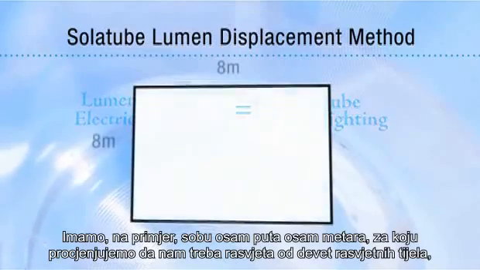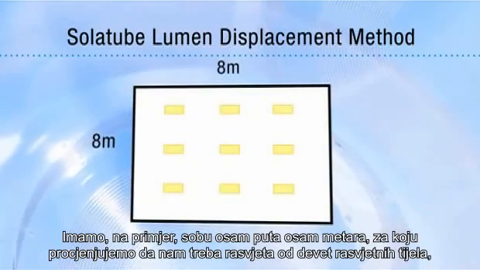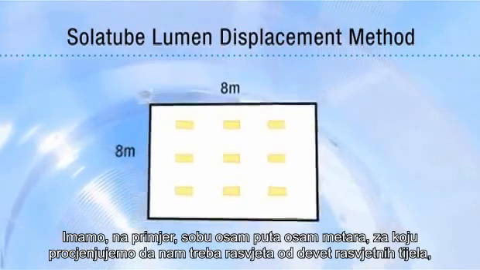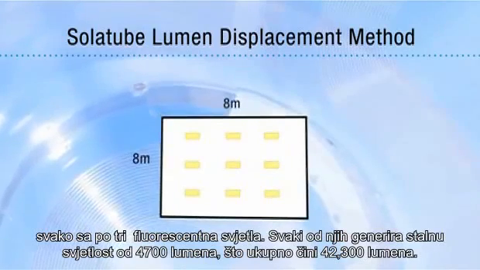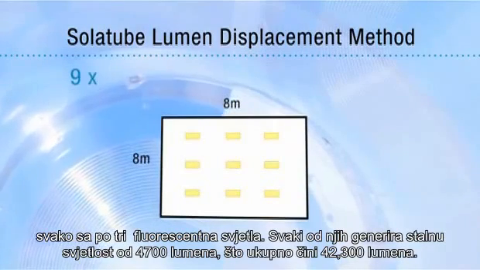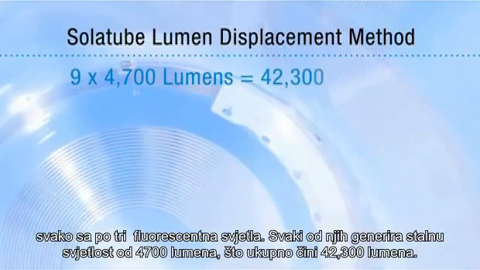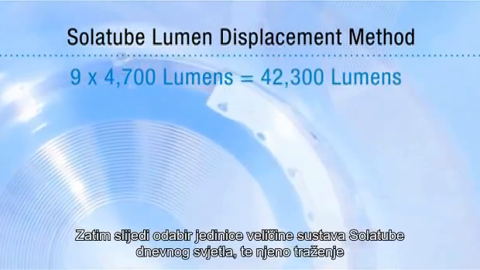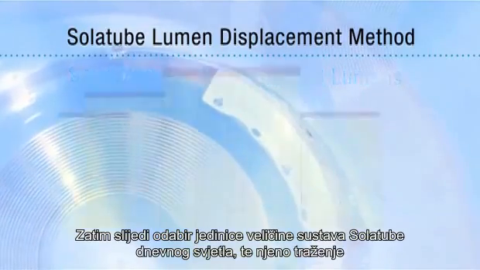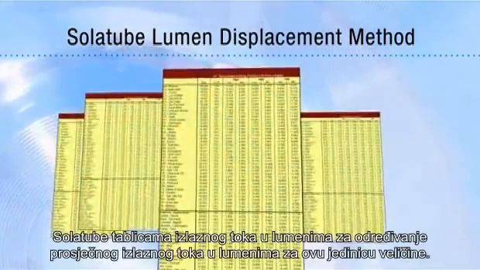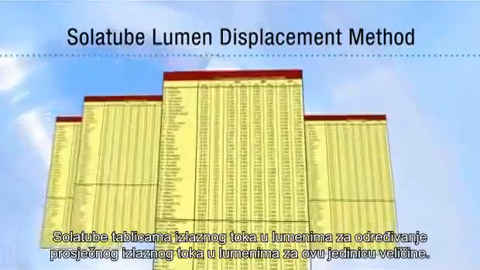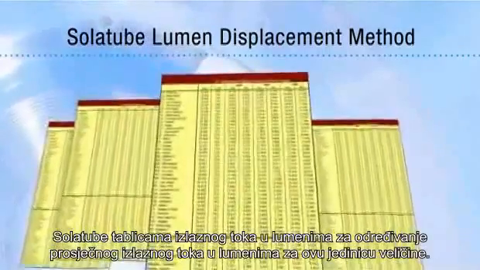Let's say we have a room that is 8 meters by 8 meters. In this room, we calculate that 9 3-lamp T8 troffers each produce a maintained output of 4,700 lumens for a total of 42,300 lumens. Next, choose a unit size of the Solatube daylight system and refer to the Solatube lumen output tables to determine the average lumen output for this sized unit.